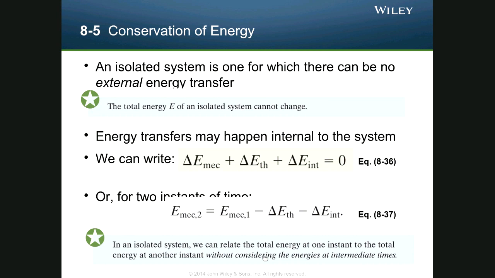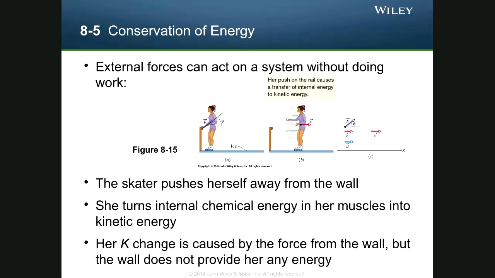So I believe we'll talk about power. We talk about a skater pushing away. This is a whole system, right? The skater on the ice with the post. So external forces can act on the system without doing work. Her push on the rail. External forces can act on a system without doing work. Okay, so a force can act on a system. Sure, not all forces do work, right? So a force can act on the system but do no work.